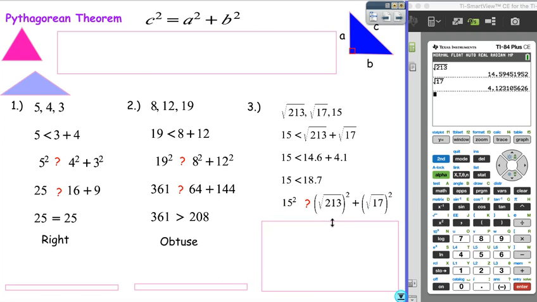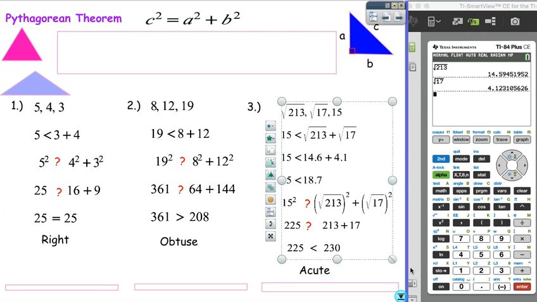So 15 squared is 225. And how does that relate to 213 plus 17? 213 plus 17 is 230. So 225 is smaller than 230. So the longest length of this triangle squared is smaller than the sum of the squares of the two other sides. So that means that we form an acute triangle.